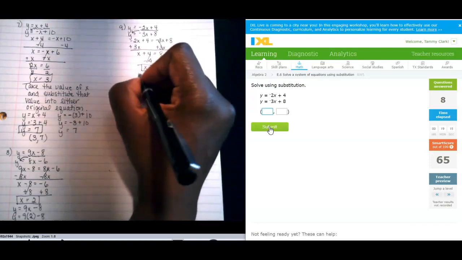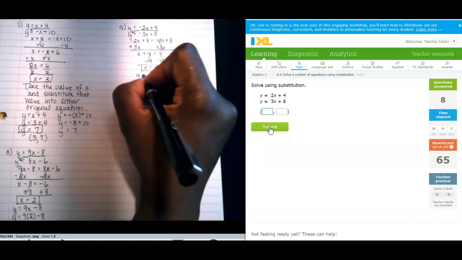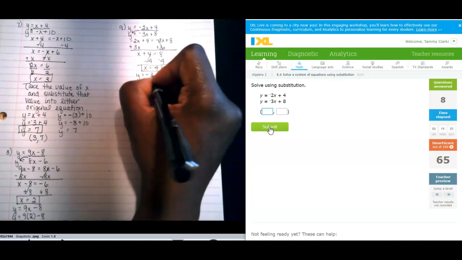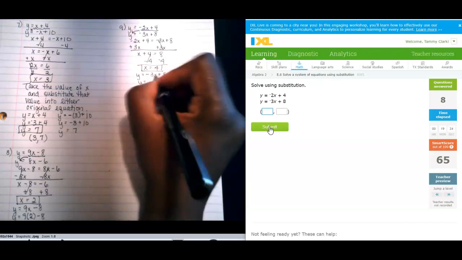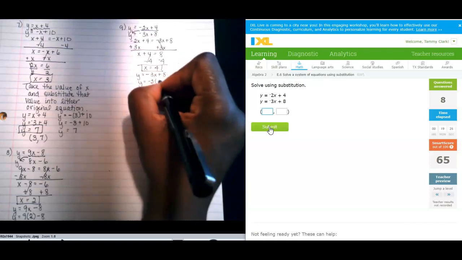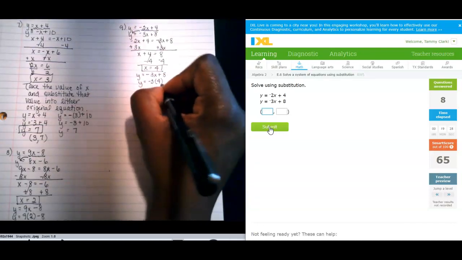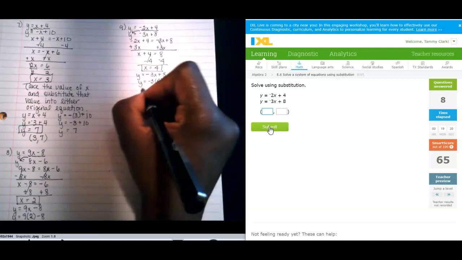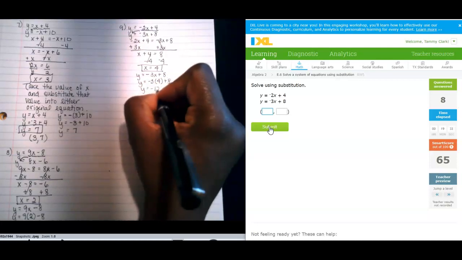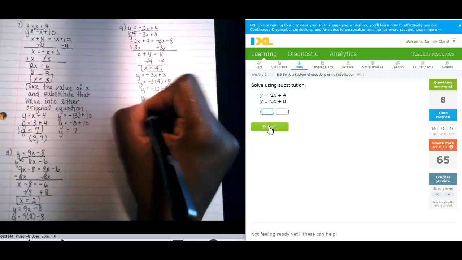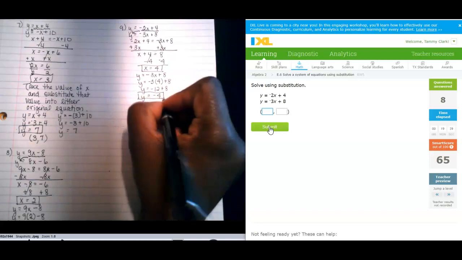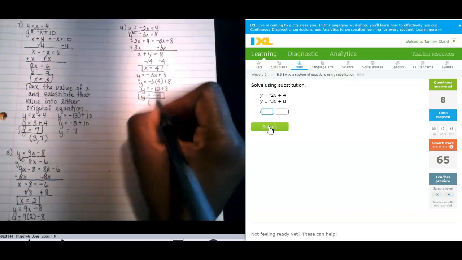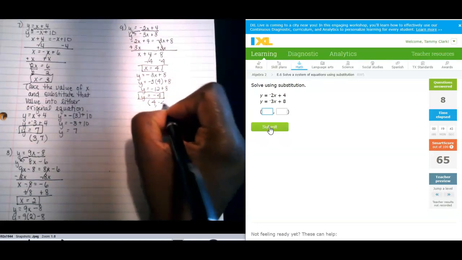This time I'm going to use the second equation. Y is equal to negative 3x plus 8. Therefore, where I see x, I'm going to substitute the value of 4. And I've got y is equal to negative 12 plus 8. Therefore, y is equal to negative 4. The solution to my system of equations is 4, negative 4.